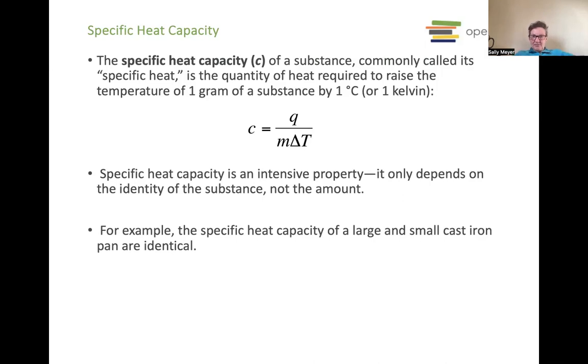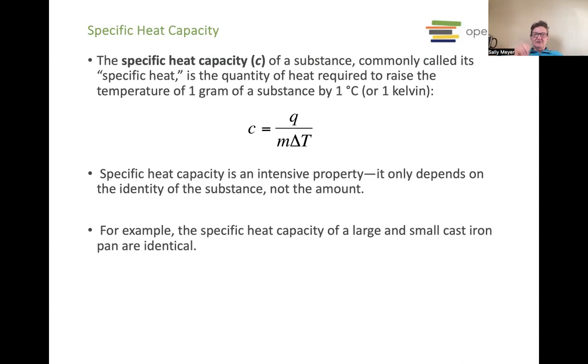The specific heat capacity of a substance, commonly called just its specific heat, is the quantity of heat required to raise the temperature of 1 gram of that substance. Now if you put that 1 gram into this heat capacity definition, it becomes an intensive property. It's going to be the same for all iron because you've taken into account that you're only talking about 1 gram. So specific heat capacity, an intensive property, only depends on the identity of the substance, not the amount. For example, the specific heat capacity of a large and small cast iron pan are identical because you've divided each of those heat capacities by the mass.